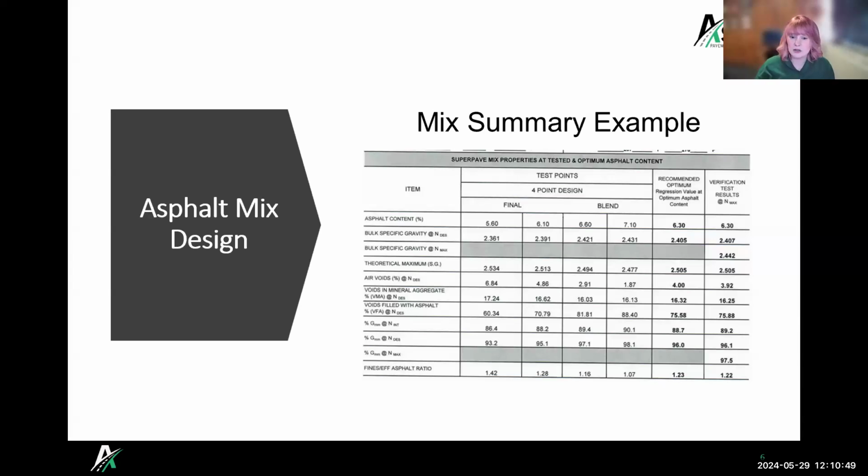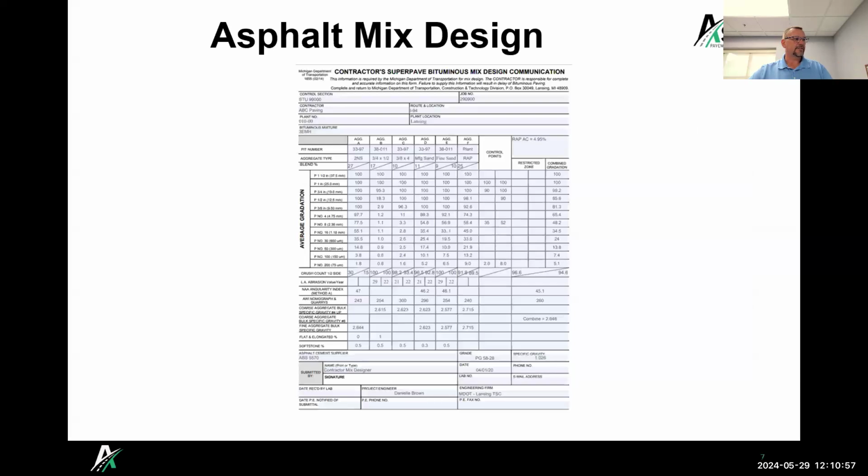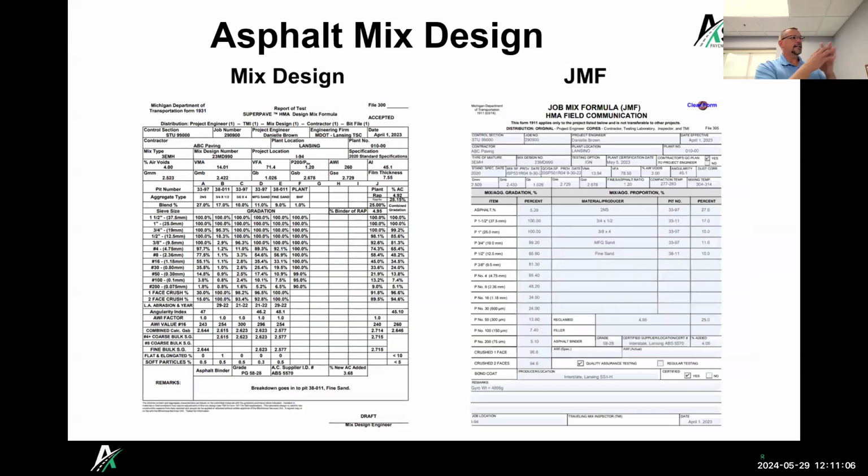Is that pretty standard, like if we're looking at a mix design from a different provider? Yeah, this here is a mix summary example. That's a summary of the mix design process. It's not actually the mix design. So I'll show you here. Typically when we're doing a mix design, once it's approved, we have what we call a 1931 form from an MDOT approved mix design, and that's what's shown here on the left. That's our mix design.